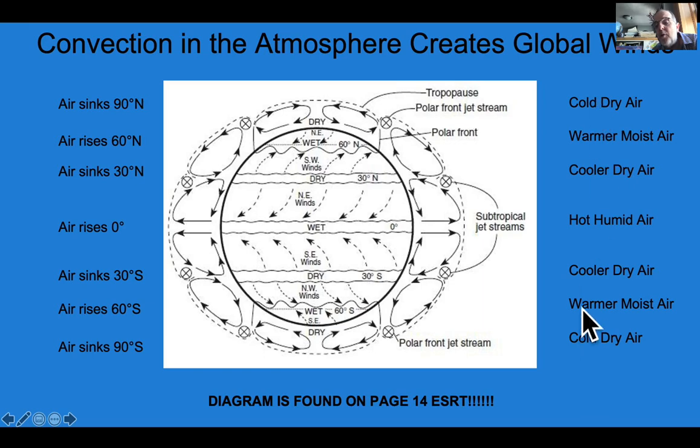From pole to pole, cold, dry air. Then at 60, warmer, moist air. Not warm, warmer. Cooler, dry air at 30 north. Cooler than the hot and humid air. So it's cooler in relation to the hot and humid air. Then again, that cooler, dry air in relation to the equatorial region. Then warmer, moist air, warmer in relation to the polar air, which is cold and dry.